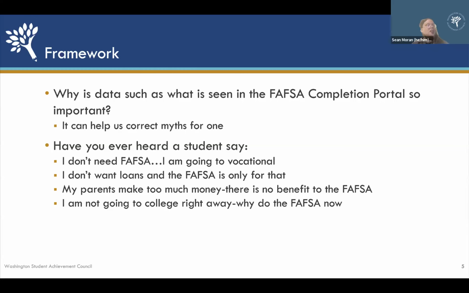"I'm going to vocational." And yet, so often in the state of Washington, you can get assistance through the FAFSA, through financial aid at the state or federal level. Also, people may think that financial aid applications mean I'm going to take out loans, and that's not the truth. So we want to look at how this data can be used to correct things, to work with people, to better understand where they're at in their decision-making process.